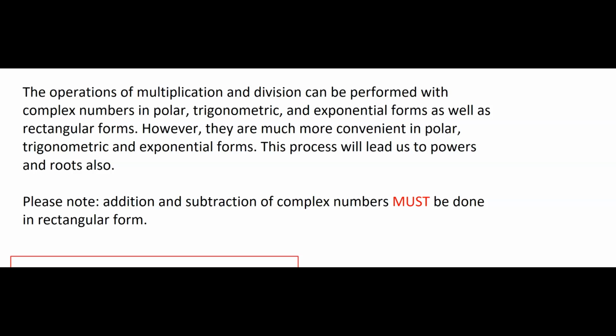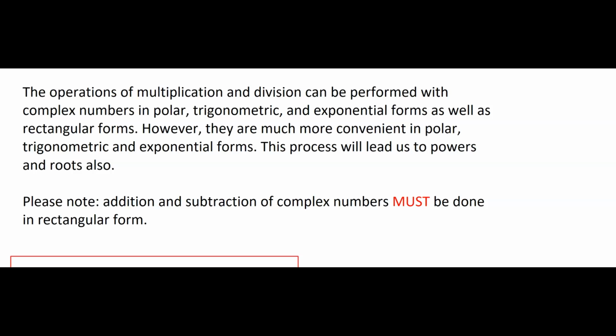In this video, I want to take a look at products and quotients, so multiplication and division of complex numbers. And these operations can be performed with complex numbers in either the polar, trigonometric, and exponential forms, as well as rectangular. We already saw it in rectangular. However, they're much more convenient in polar, trigonometric, and exponential forms. So let's take a look at that. And then that will lead us to looking at powers and roots of complex numbers as well.